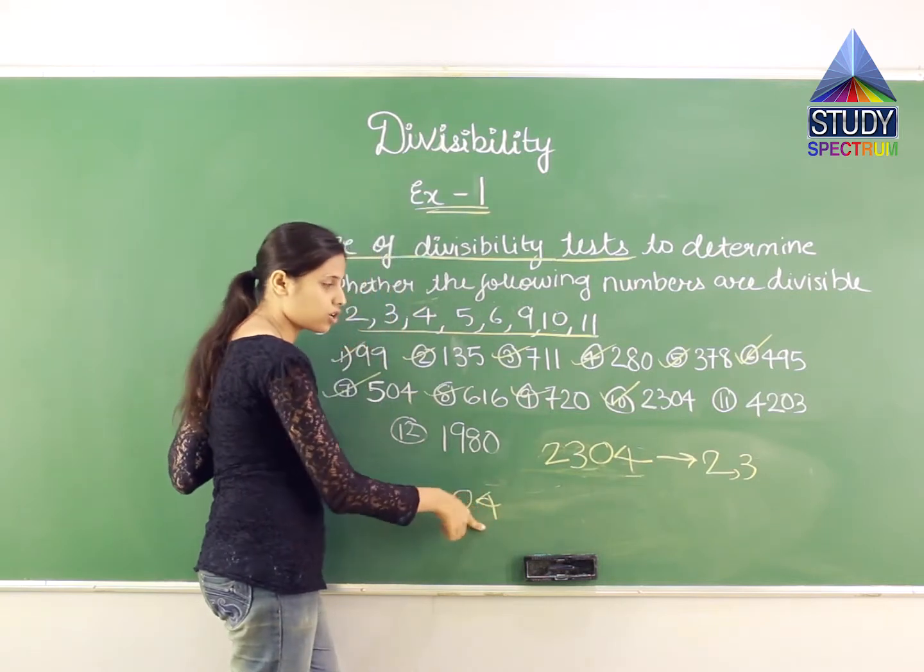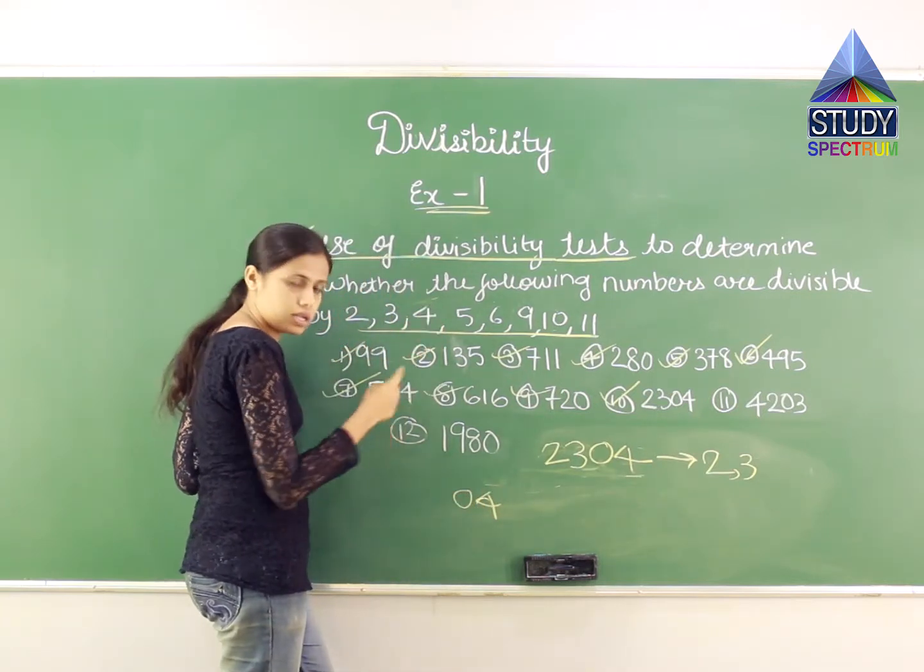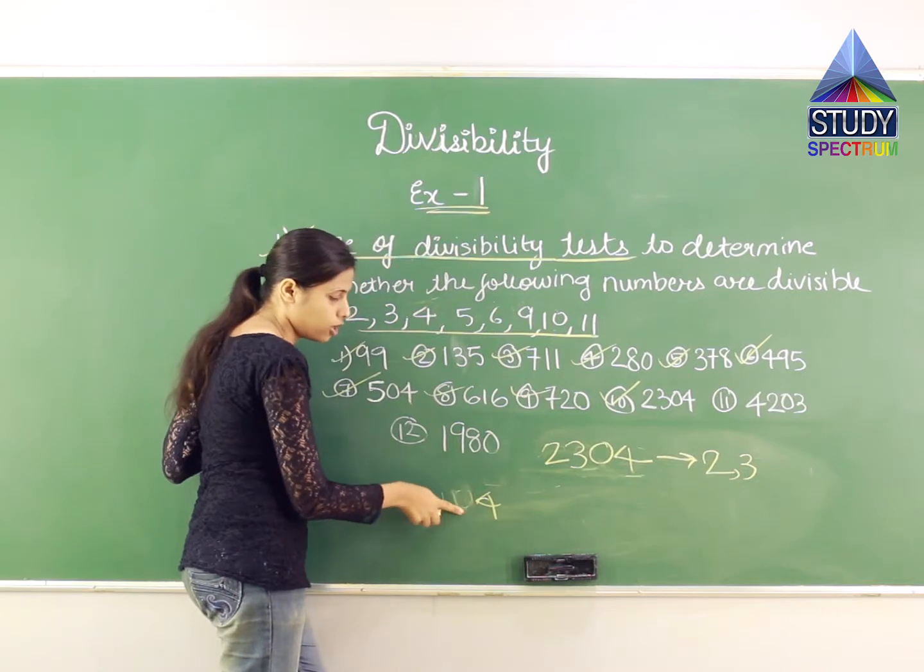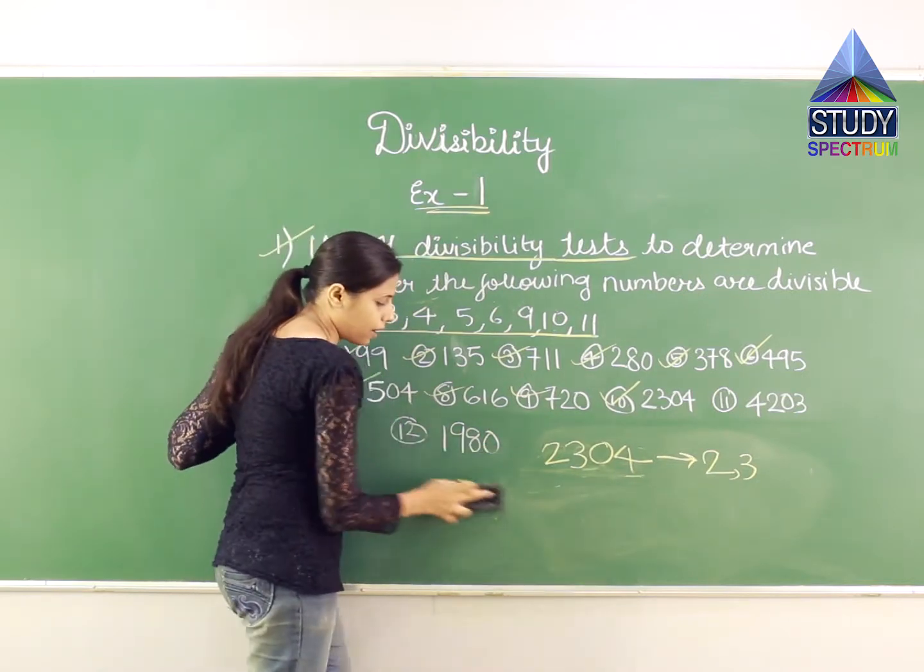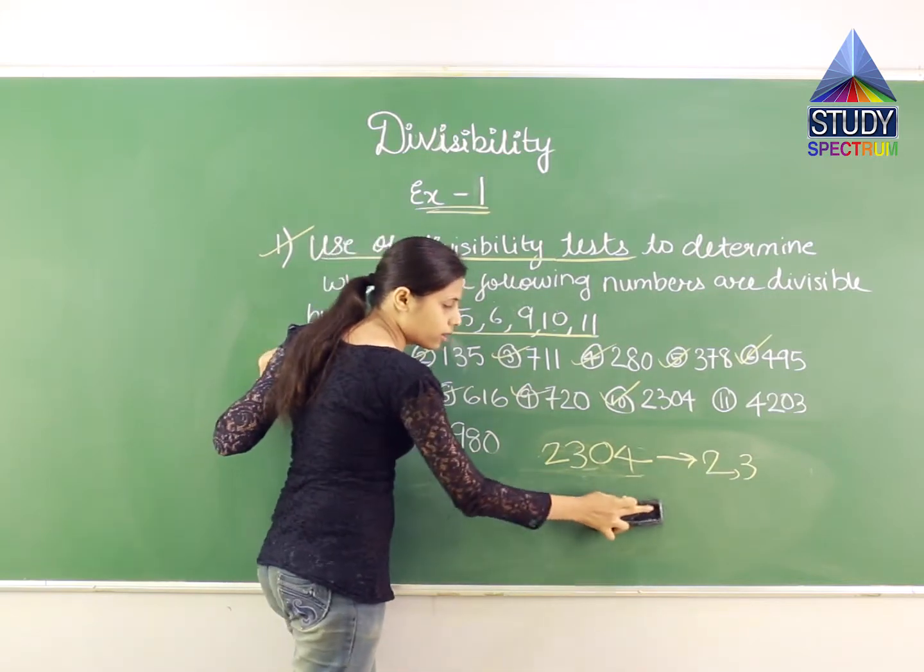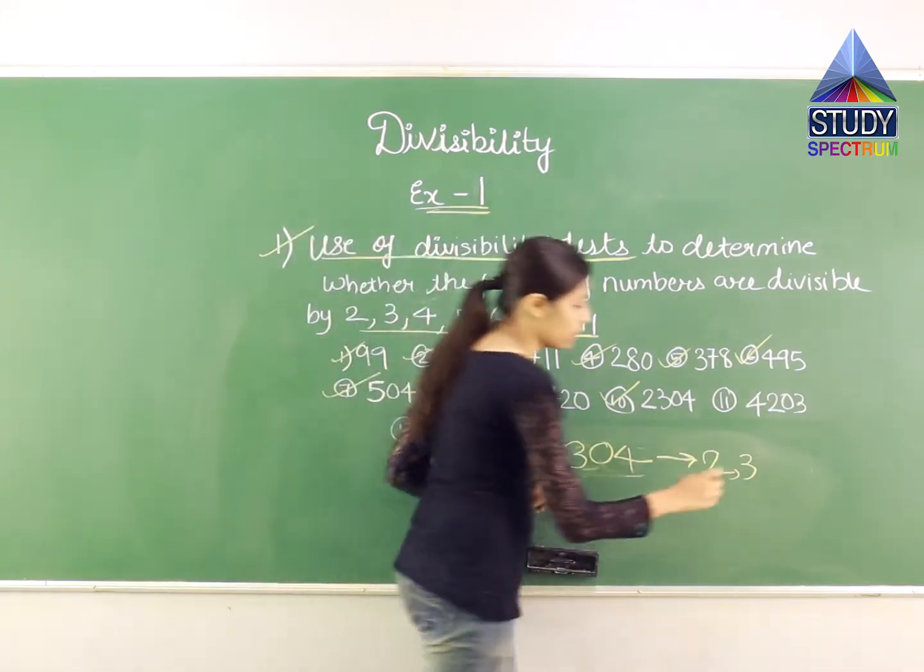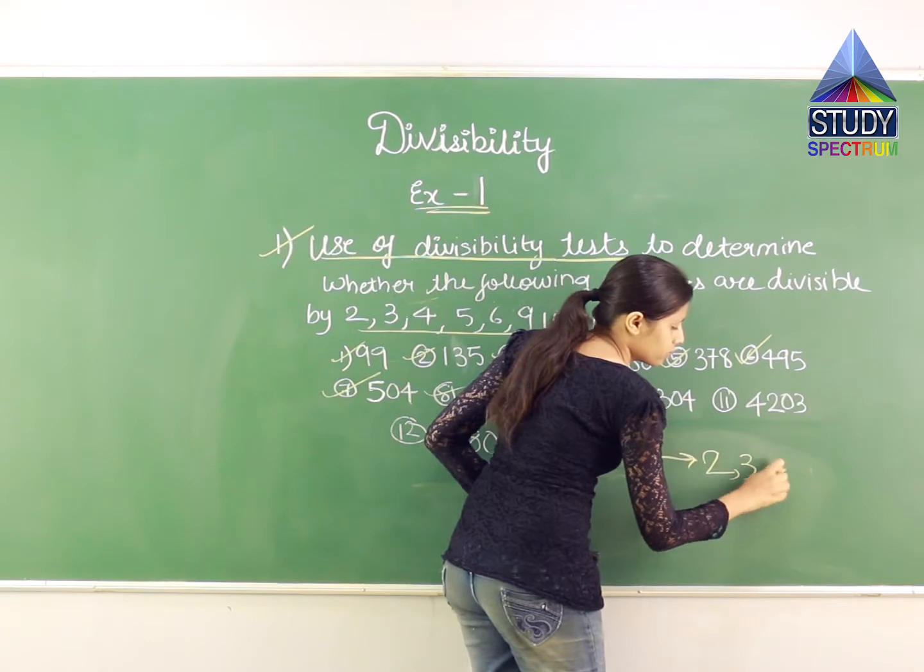Now tell me, is 04 divisible by 4? 04 means 4 itself, right? So 4 is divisible by 4. So this number, entire number, will be divisible by what? Will be divisible by 4. So I'll write 4 over here.